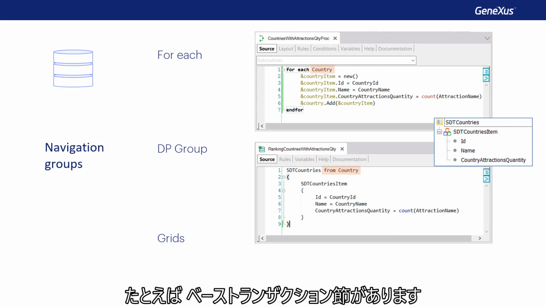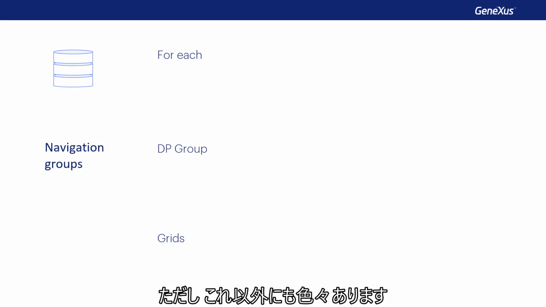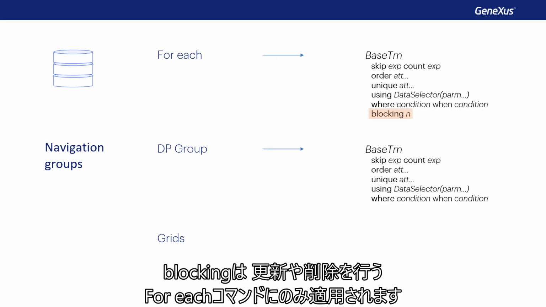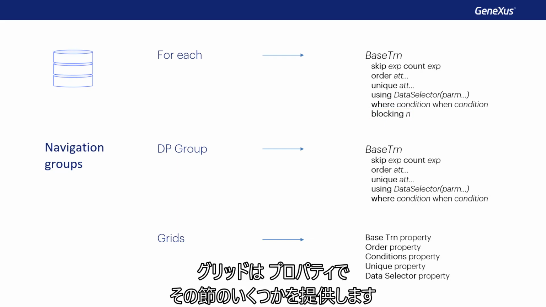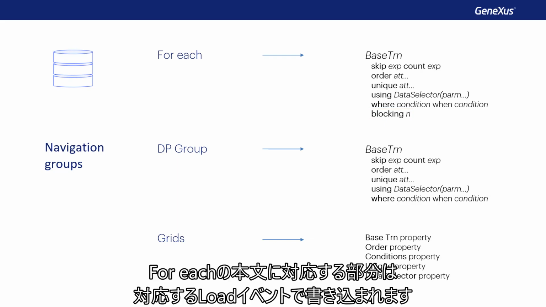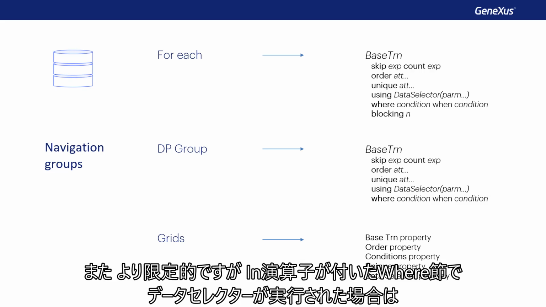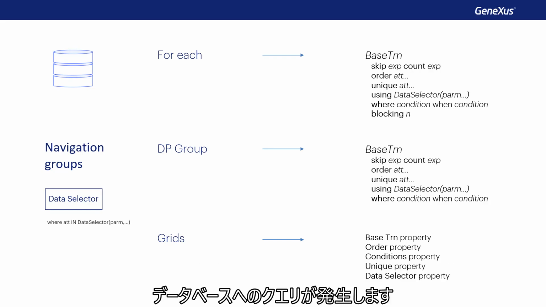Here we see the base transaction. But we also have all these others. The blocking one, as we'll see, only applies to for each commands and to for each commands that update or delete. Grids offer several of these clauses in properties, and what would correspond to the body of the for each is written in the corresponding load event, also refresh in the case of panels. In addition, as we'll review, although more restrictive, we have a query to the database when a data selector is executed in a where clause with the in operator.